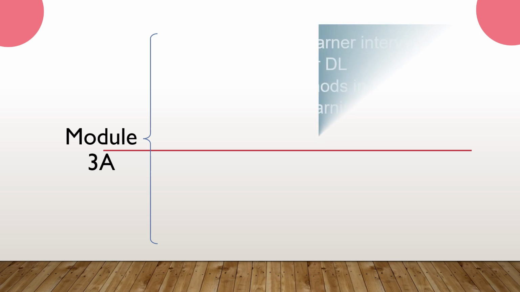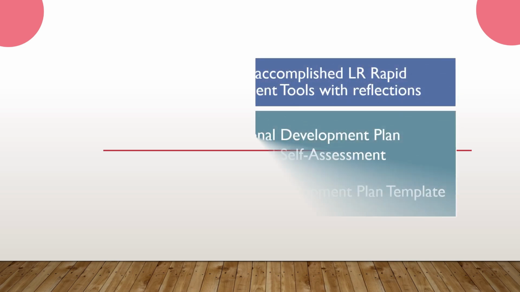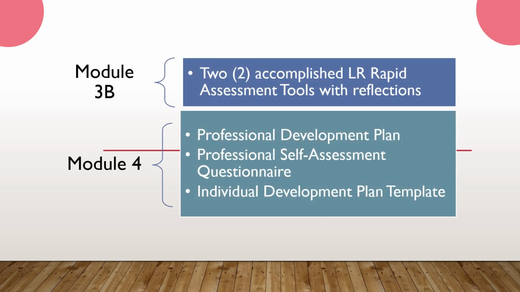And here are the expected outputs for module 3A. As you can see, there are a lot. But you don't have to worry because each of these outputs would have a corresponding discussion also in module 3A. And then next, for module 3B and module 4, here are the expected outputs. So just like the other modules, of course, there will also be a corresponding explanation or discussion with regards to these outputs.